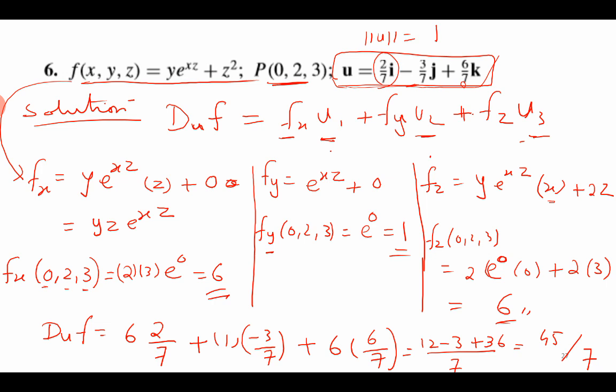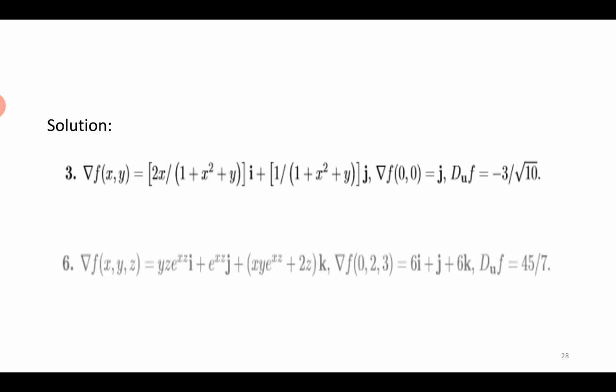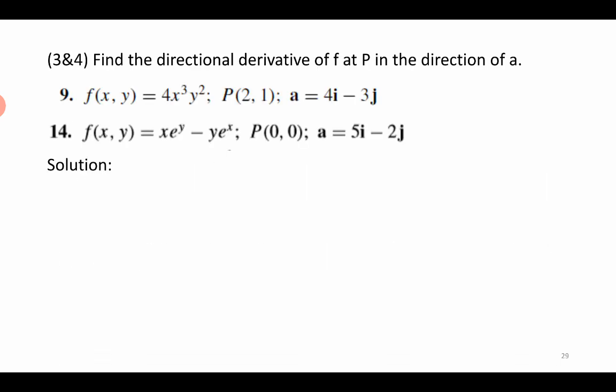The answer is 45 over 7. So let's solve more. The answers have been given here. You can find the directional derivative of f at the point P. What is the case here? What is the difference from the previous one? The same, there is a function. You can choose a problem number. We can choose problem number 14. The point is the origin, so substitute x is 0, y is 0. Here the function is a function of x and y.